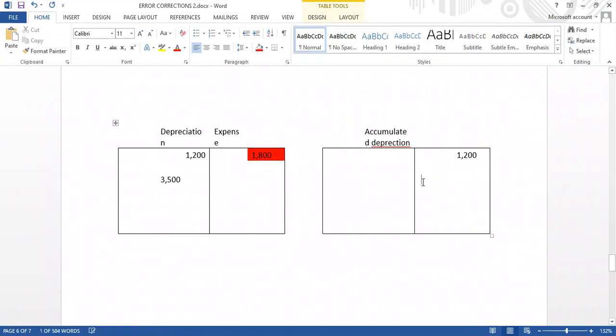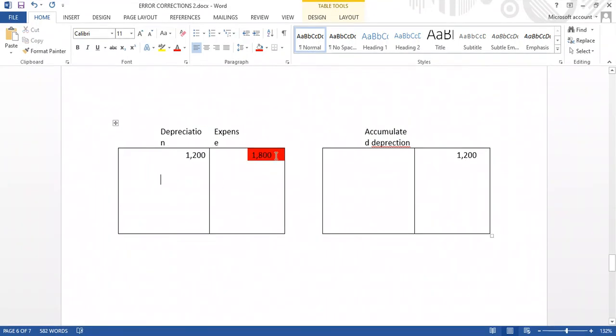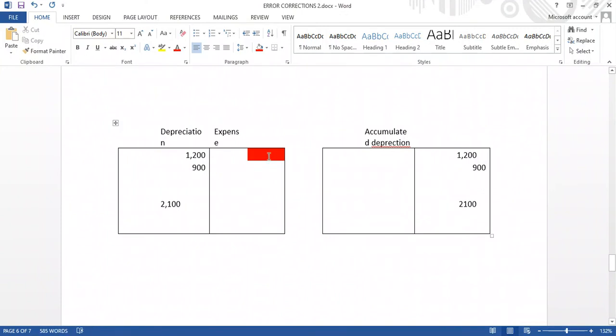So we are going to debit depreciation expense 900, so that it can increase to 2,100. And accumulated depreciation, we also will credit 900, so that we can have 2,100 on our debit side and 2,100 on our credit side once we have done the corrections.